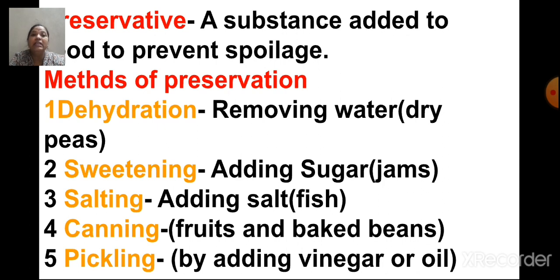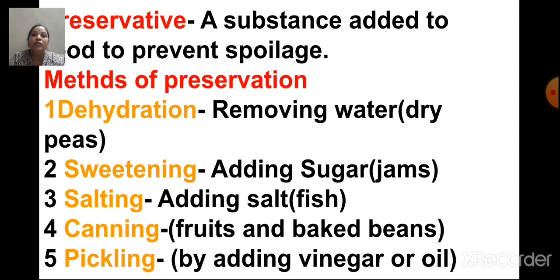First is dehydration. Dehydration means removing water or drying. Now dehydration can be done in various ways. It can be done by keeping the food items in sunlight. For example, we make papad in this method, by removing water content from the food items. We keep the papads in sunlight. They are dried in sunlight.